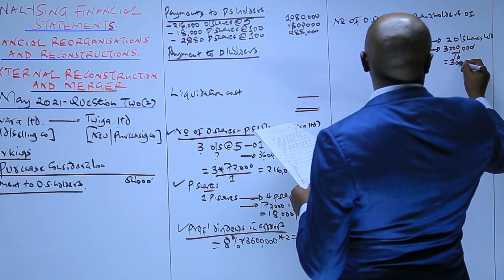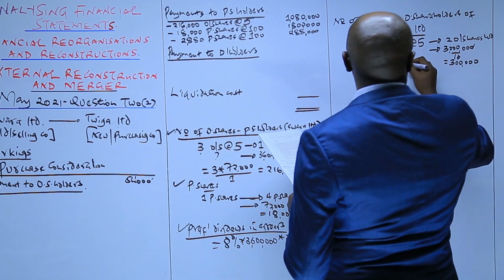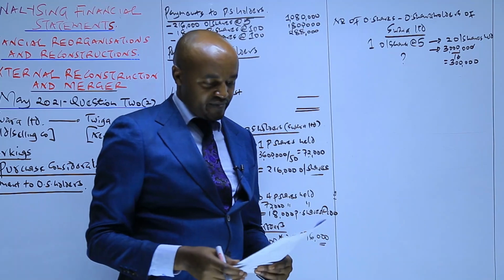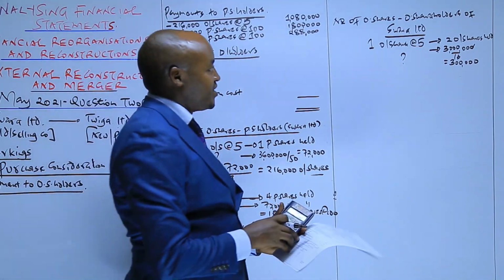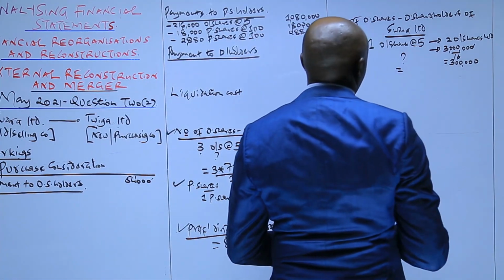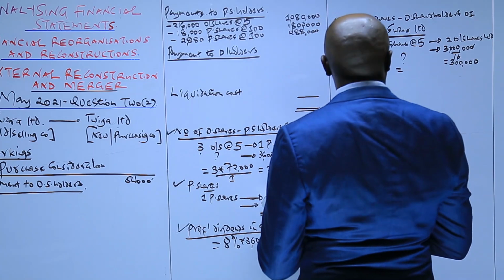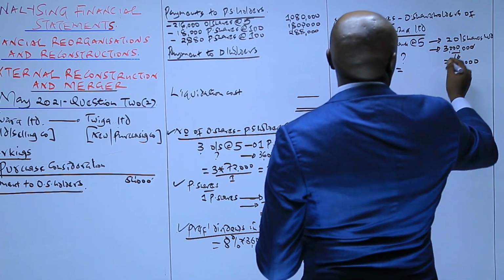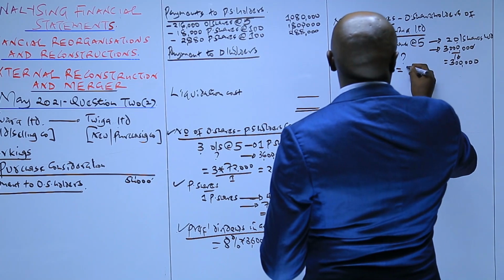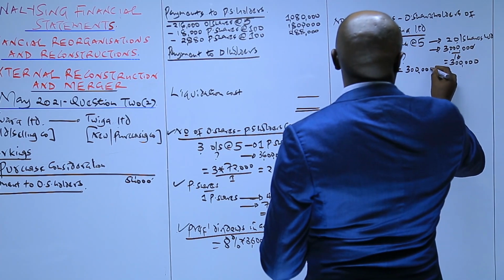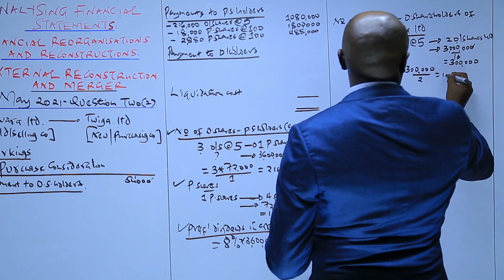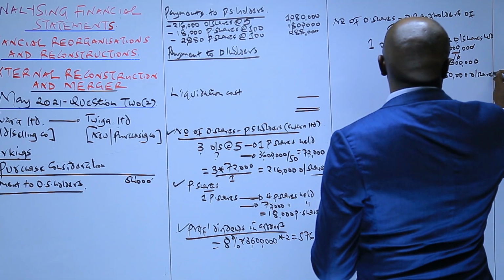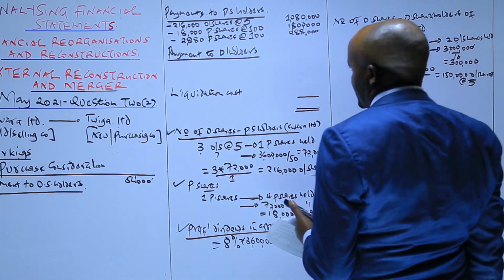So this will give us 300,000, and these are ordinary shares which were held. Therefore, we need to cross multiply and divide so that we can determine the number of ordinary shares issued by the new company, which is Twiga. So 1 times 300,000 divided by 2. This will give us 150,000 ordinary shares. And we are told this one will be credited at 5.